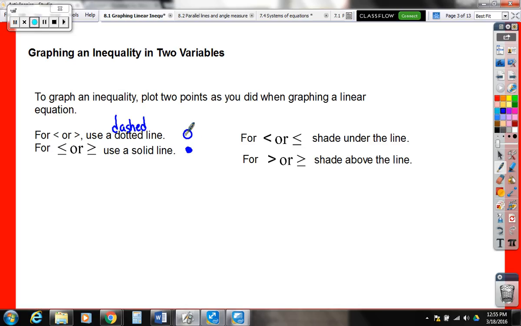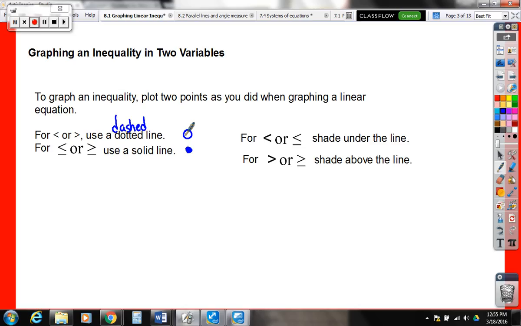It's the same idea. A dashed line means that we're not including any of the points on that line, just everything that's greater than or less than. And a solid line means all the points on the line would make the inequality true. The other thing we need to know, for any version of less than, whether it's plain less than or less than or equal to, we're going to shade under the line because we want all the points that are lower than that line.